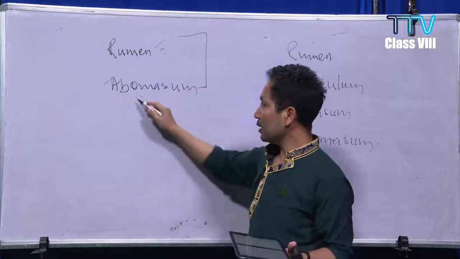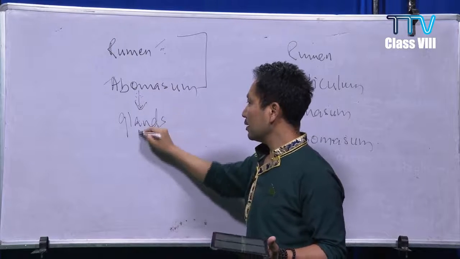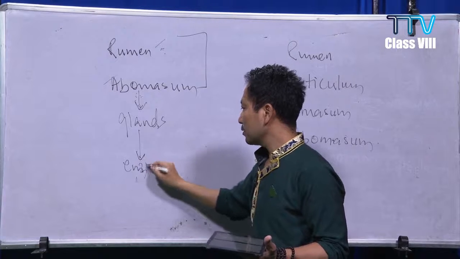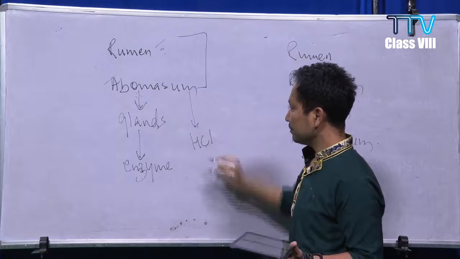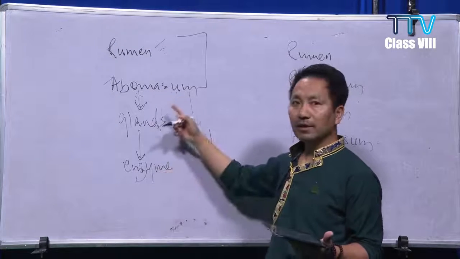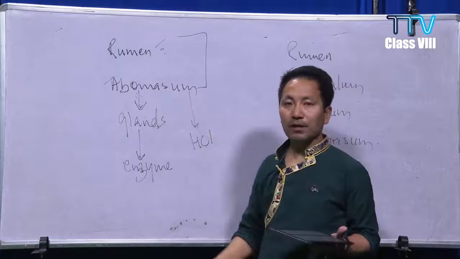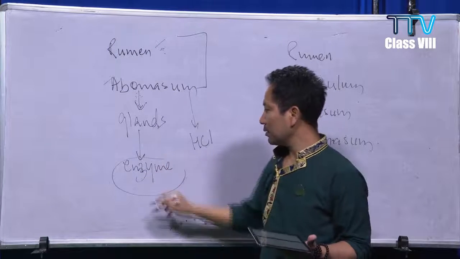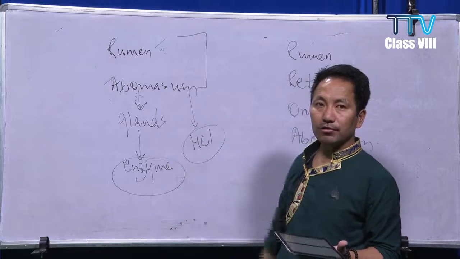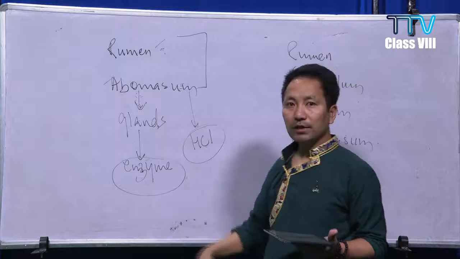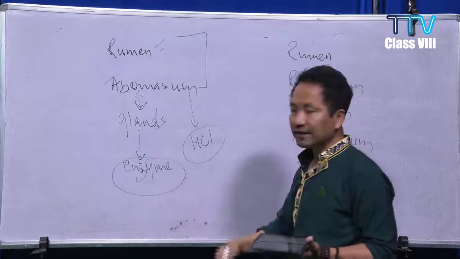The glands in the abomasum release enzymes, and also hydrochloric acid. Therefore it is called a glandular stomach, a true stomach. Just like our stomach, the abomasum releases enzymes and hydrochloric acid. The enzymes help digest food: protein is digested, carbohydrate is digested. Enzymes help in the digestion of food.